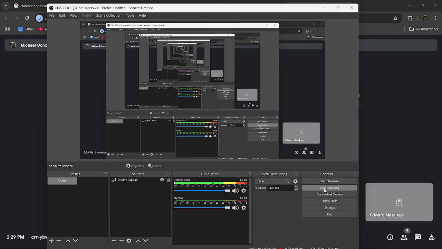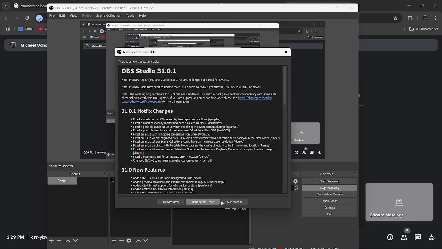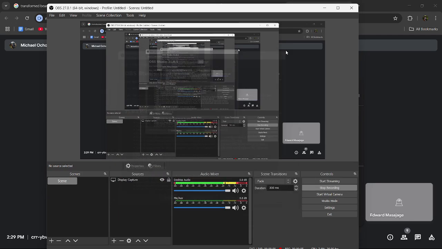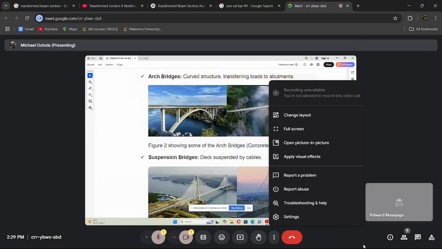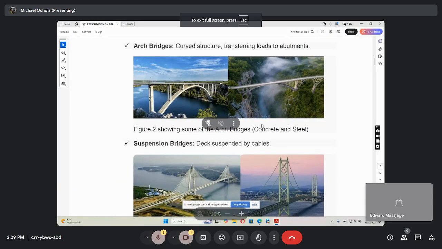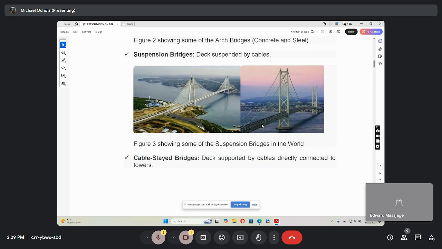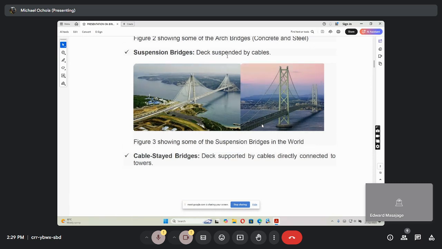Maximum. Maybe an arch bridge can span from 32 to 200 meters, or we shall look at that. Then suspension bridges you can see are now spanning up to about 1,000 meters, almost a kilometer. So we have this deck suspended by cables.